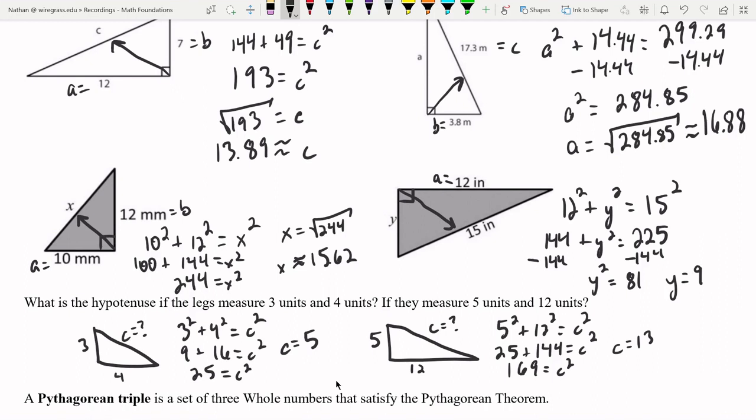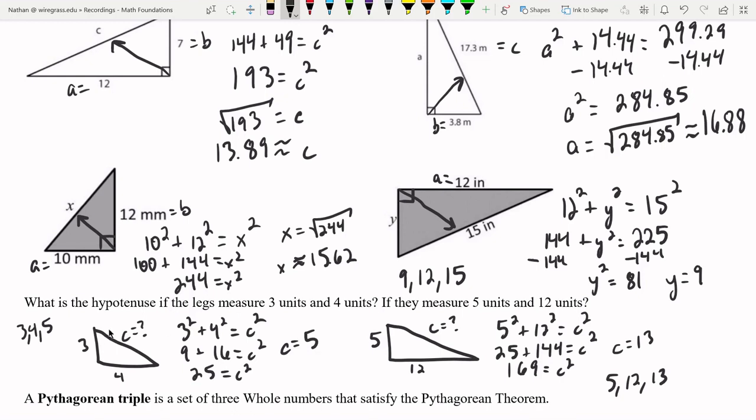Pythagorean triples are just 3 whole numbers that satisfy the Pythagorean theorem. In this first case, the Pythagorean triple was 9, 12, and 15. 9 squared plus 12 squared equaled 15 squared. For this one, we had 3, 4, 5. 3 squared plus 4 squared equaled 5 squared. And finally, for this one, we had 5, 12, and 13. 5 squared plus 12 squared equals 13 squared. These are Pythagorean triples. There are infinitely many of them.